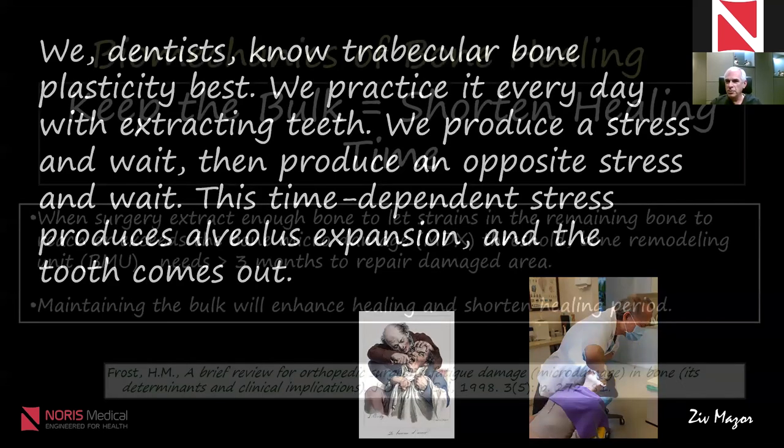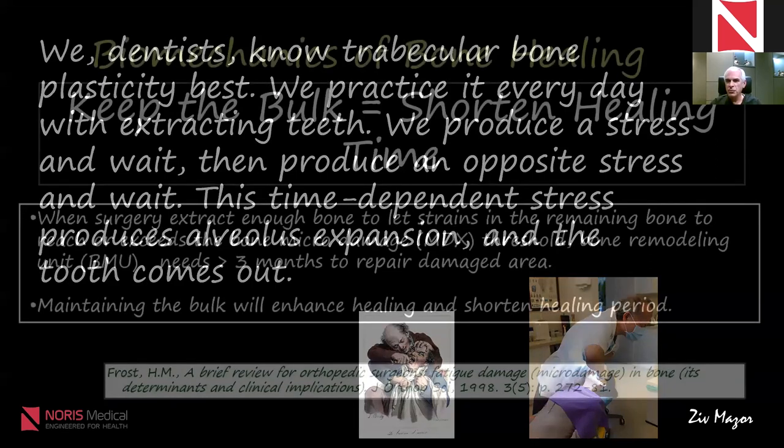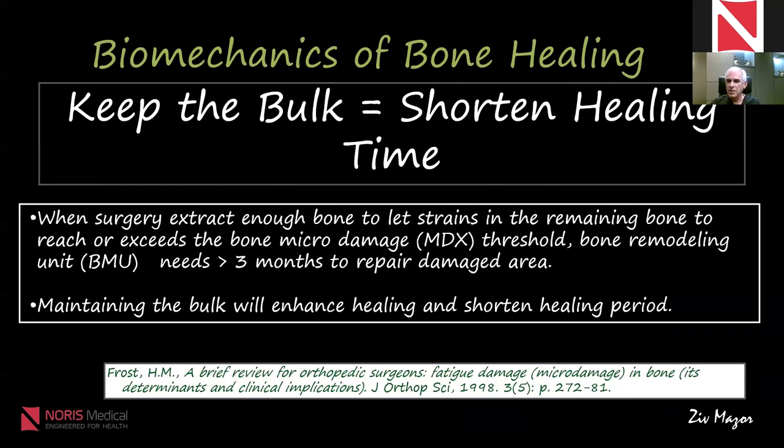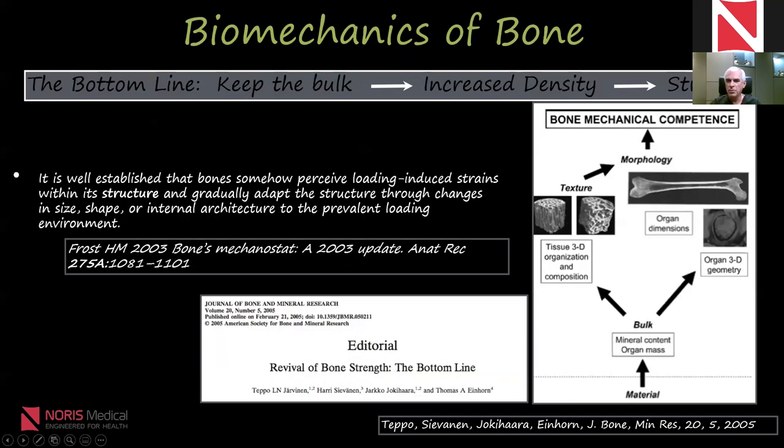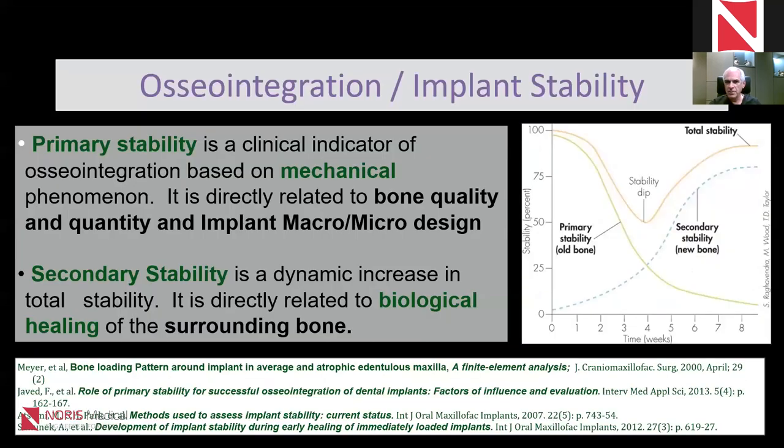Then we will shorten the healing time, because every time you take your burr and you do your osteotomy, you damage the bone and it needs about 3 months of remodeling and repair in order to get back to where it was before. So the bottom line: keep the bulk, you will increase the density of the bone and of course the stability. So we talked about primary stability and secondary stability.